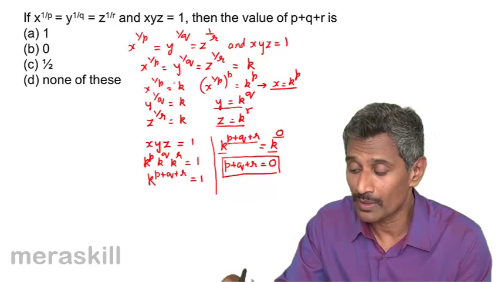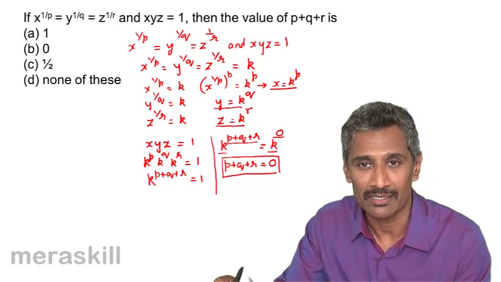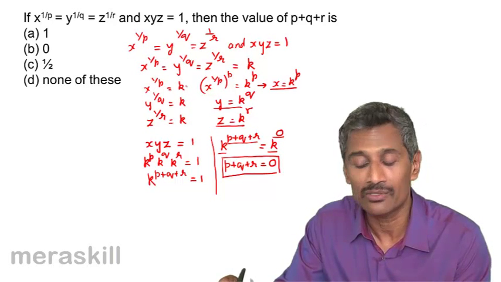So if x raised to 1 by p is k, which means that if you take the pth power on both sides, say for example x raised to 1 by 3 is k.